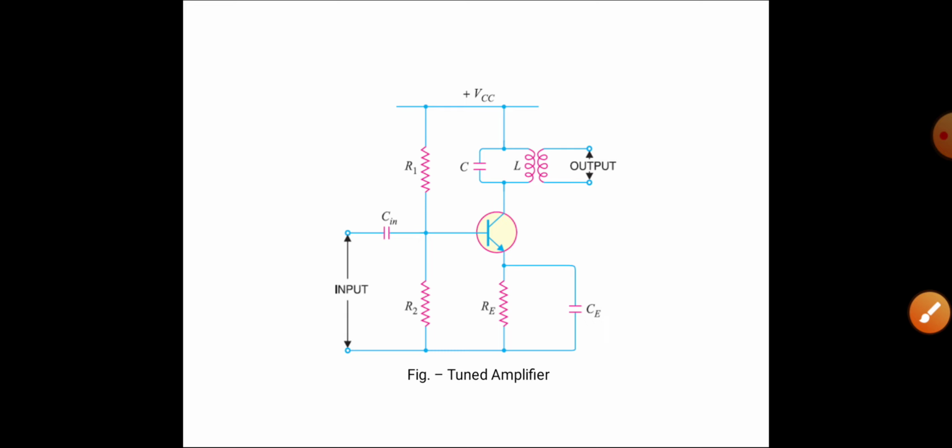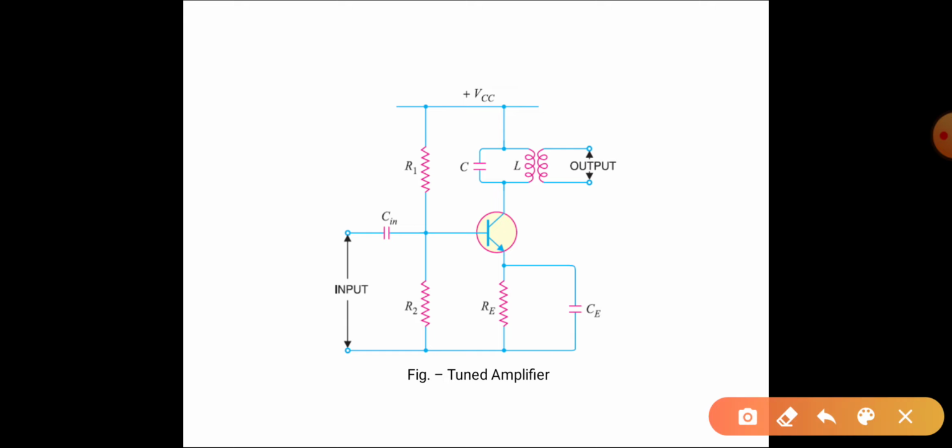So this is the basic circuit of a tuned amplifier. Here you can see the difference. The R1, R2 resistors, that is the voltage divider biasing resistors, are the same as in the single stage CE amplifier. These are the R1 and R2 resistors. This emitter resistor is also the same as in the CE amplifier. The only change: input is given between base and emitter junction here, and output is taken across the collector load.